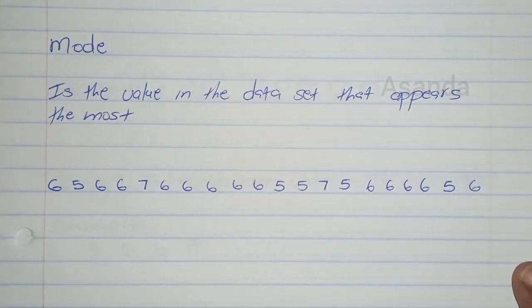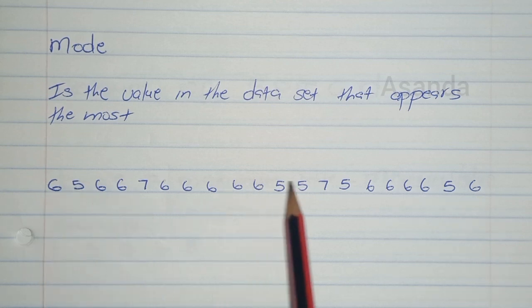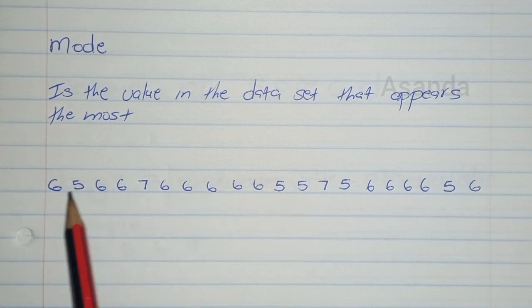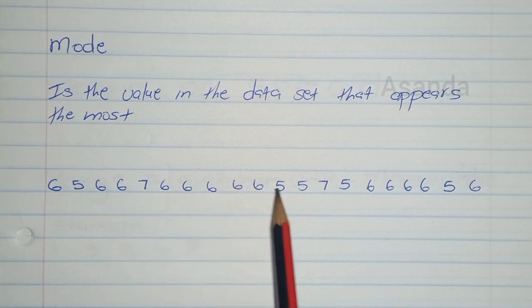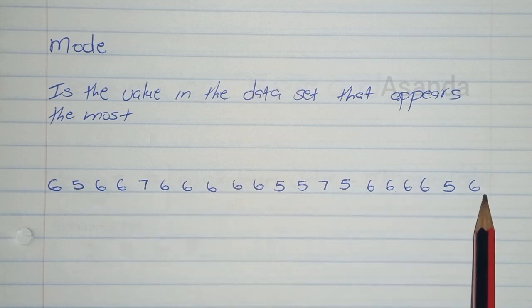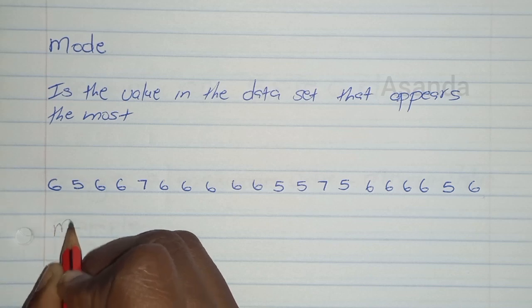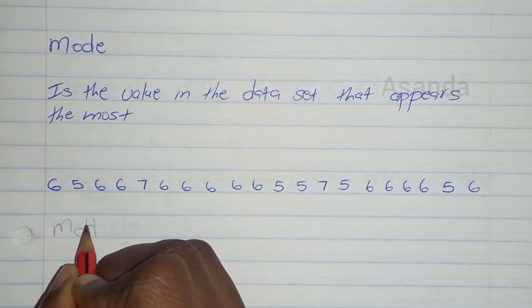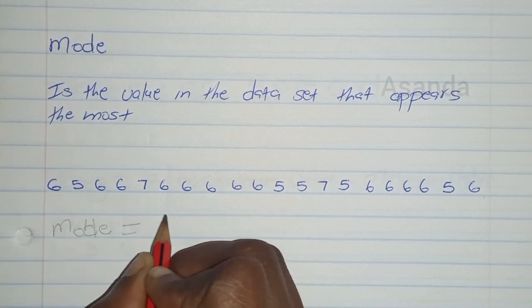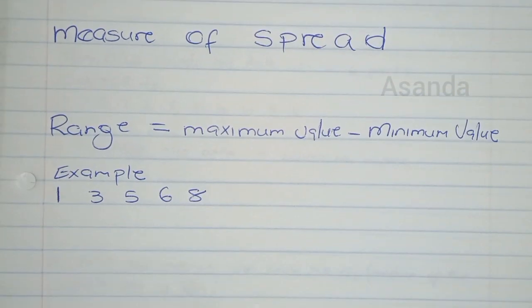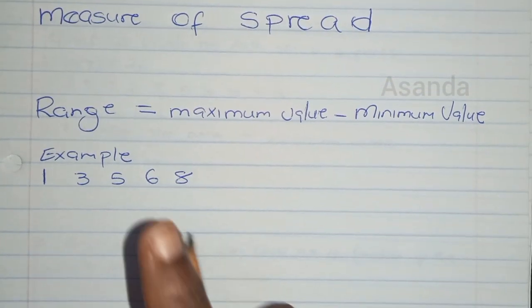Then we have the mode, which is the number that appears the most, and if we look at the value that appears the most here, it seems to be 6, because 1, 2, 3, 4, 5, 6, 7, 8, 9, 10, 11, 12, 13. There's 13 sixes. So the mode here is equal to 6.